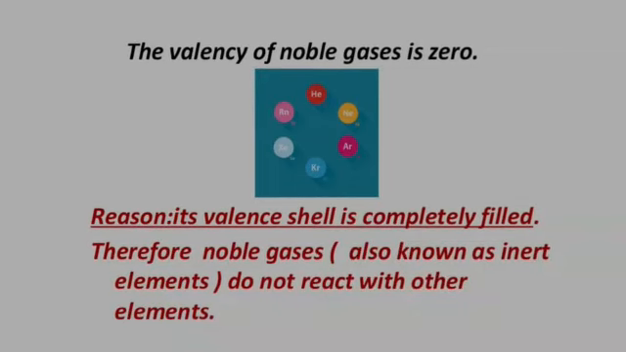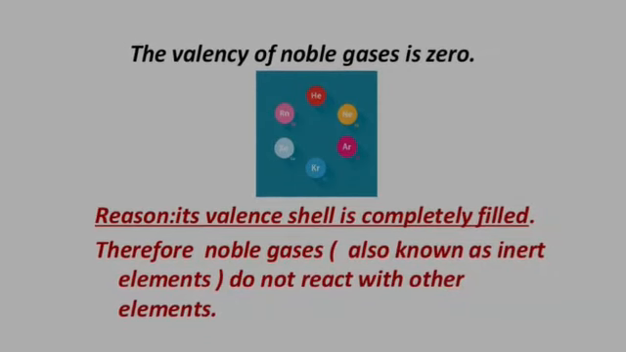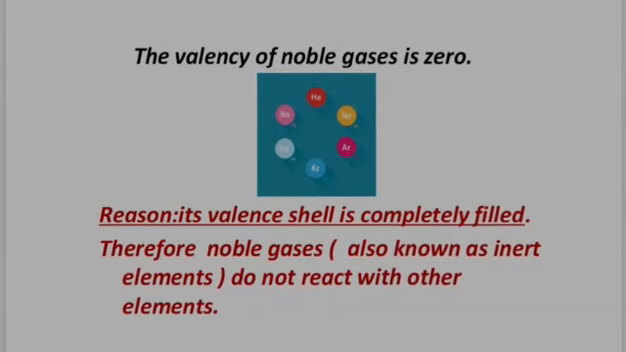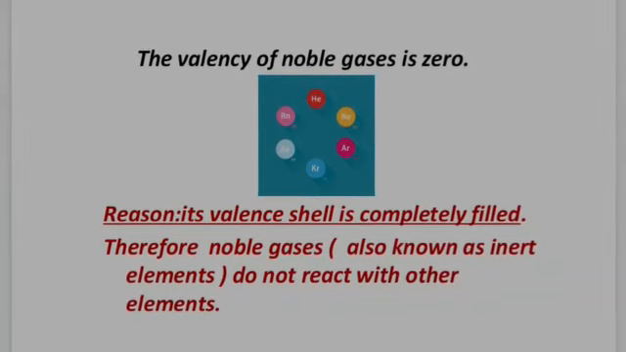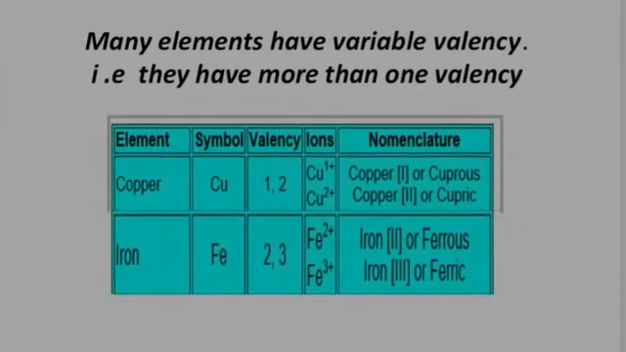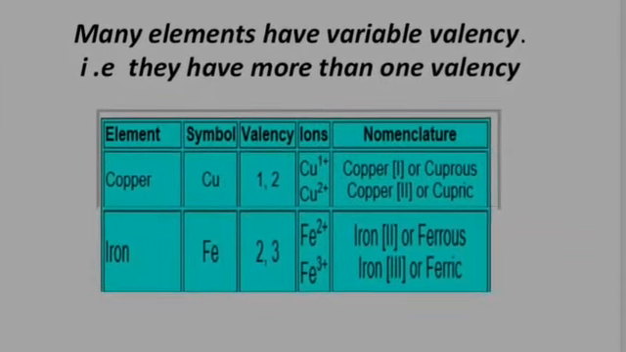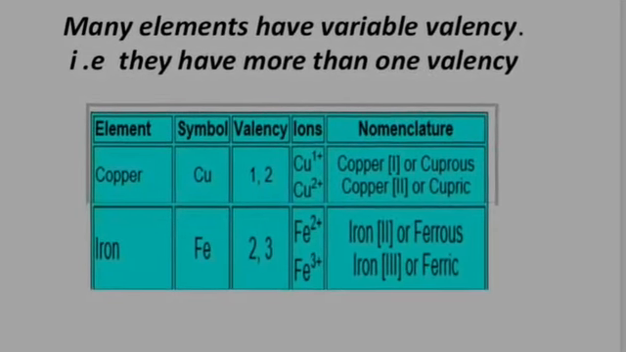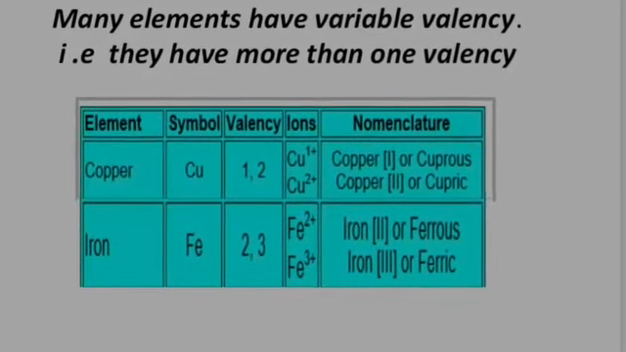Valency of noble gases is always 0. Their valence shell is completely filled and they do not react with other elements. Some elements like copper and iron have variable valency. That means they have more than one valency.